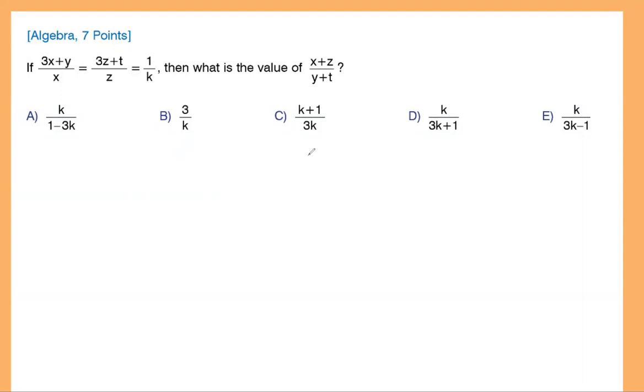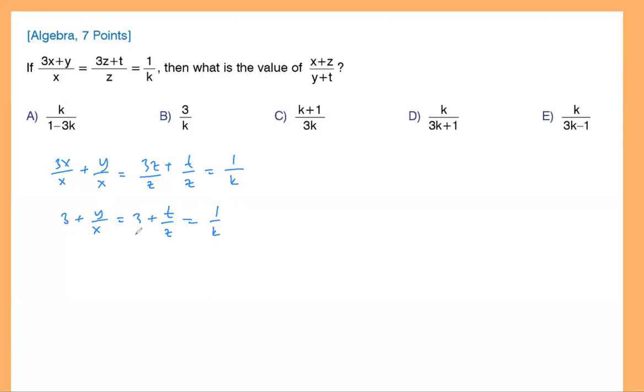But instead of doing that last approach, I'm going to try something else. We have a fraction divided by x, so let's rewrite this as 3x over x plus y over x, and that is equal to 3z over z plus t over z, and that is equal to 1 over k. So if I cancel the x's, you will get 3 plus y over x, and that is equal to, the z's will cancel, 3 plus t over z, and that is 1 over k. So this is kind of okay, better than what we have, but still, it's not really that useful either.